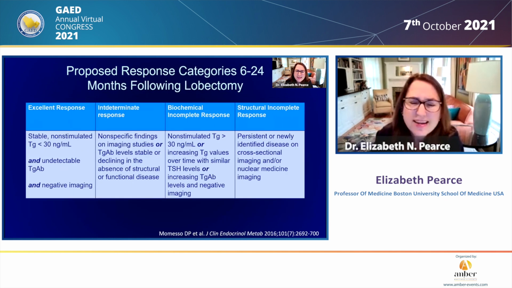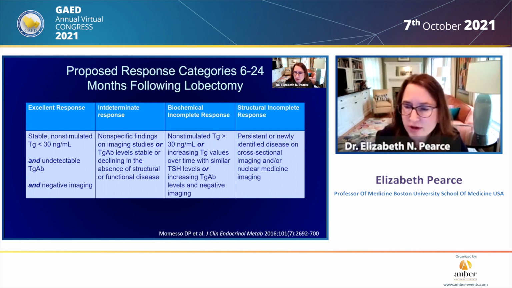It's also been proposed that perhaps we could use thyroglobulin following lobectomy. This is a paper from Mike Tuttle and colleagues. It's 5 years old now. And they suggested this thyroglobulin threshold of 30, but really subsequent analyses have suggested that this just doesn't work very well in patients who still have a thyroid lobe in place.